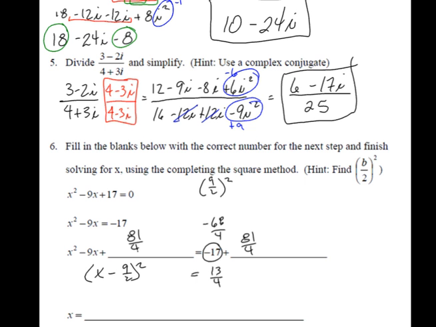Take the square root of both sides. So I get x minus 9 halves is equal to plus or minus the square root of 13 over 2. I move the 9 halves to the other side. So my final answer is x is equal to 9 plus or minus the square root of 13 over 2.